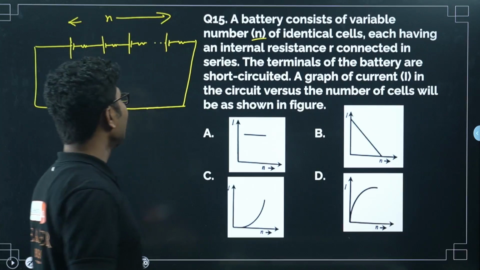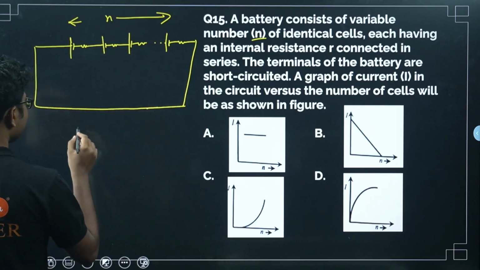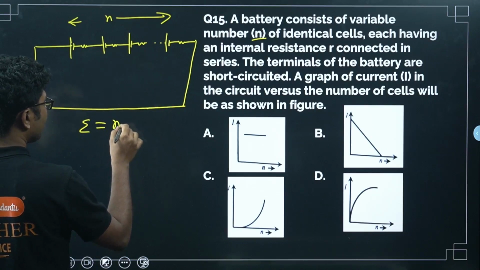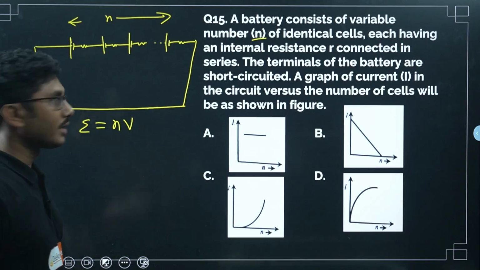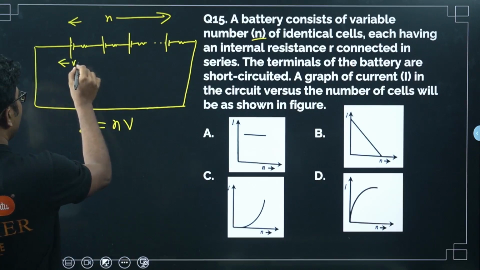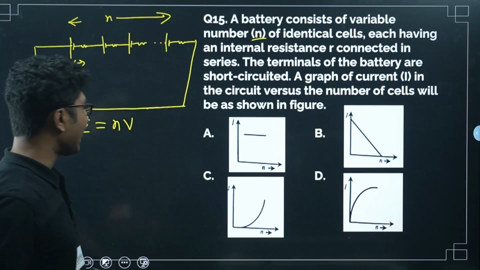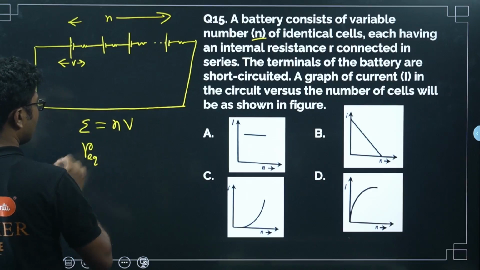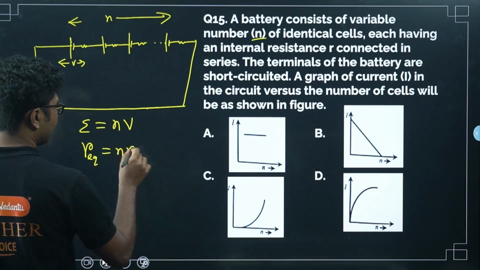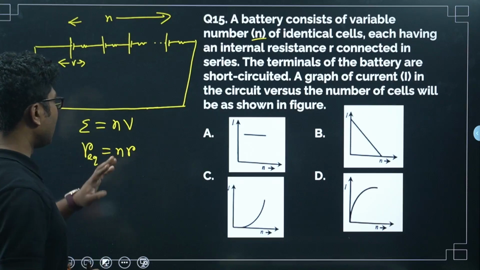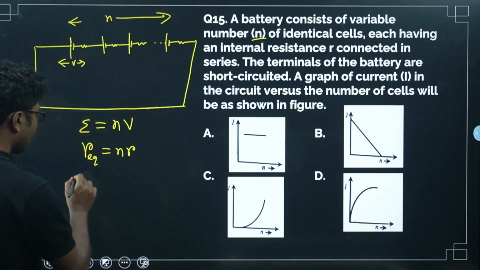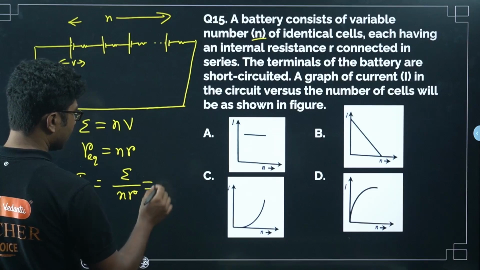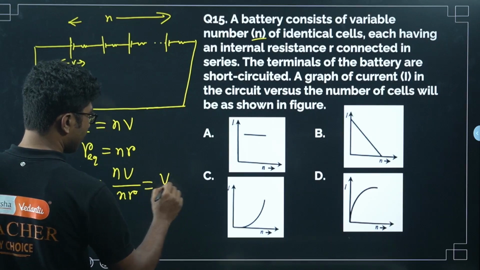Now let us find the total EMF and total resistance first. Total EMF: they are all connected in series, so n times V. Suppose V is the potential of one cell, then total potential will be n times V. What is the equivalent resistance? Equivalent resistance will be equal to n times R, right? So n times V over n times R. Now what is the current? Current is voltage divided by the resistance. No external resistance is connected, so we can see this is actually V by R.